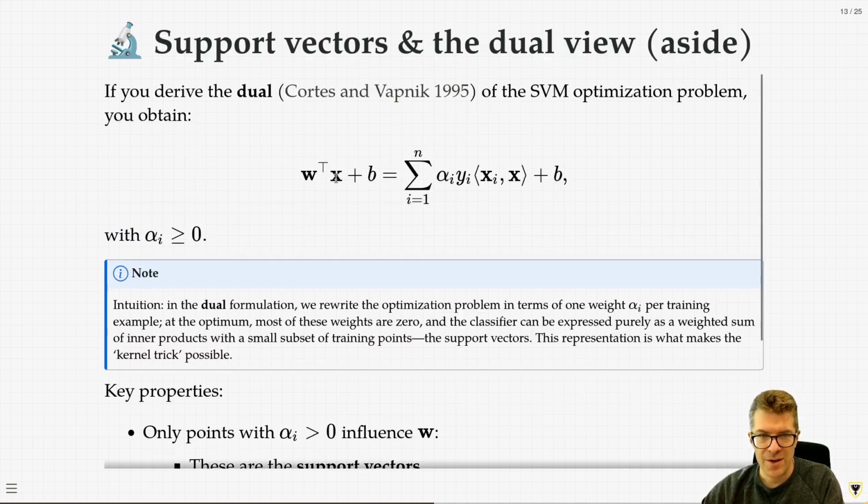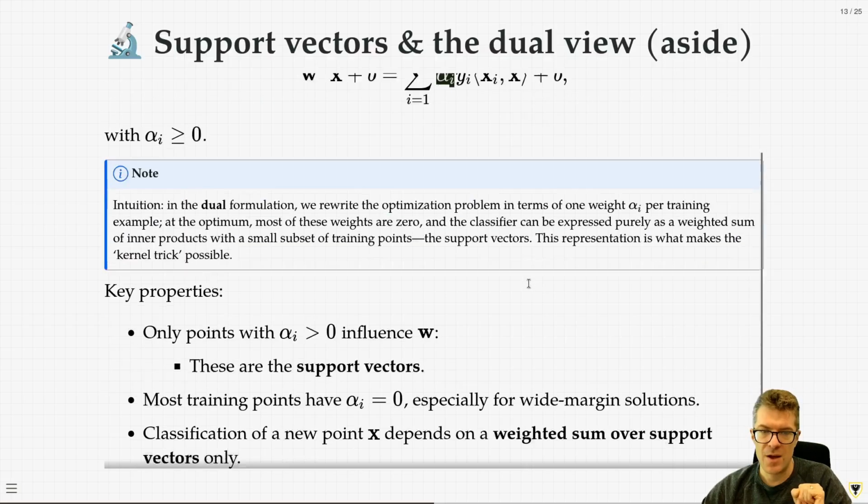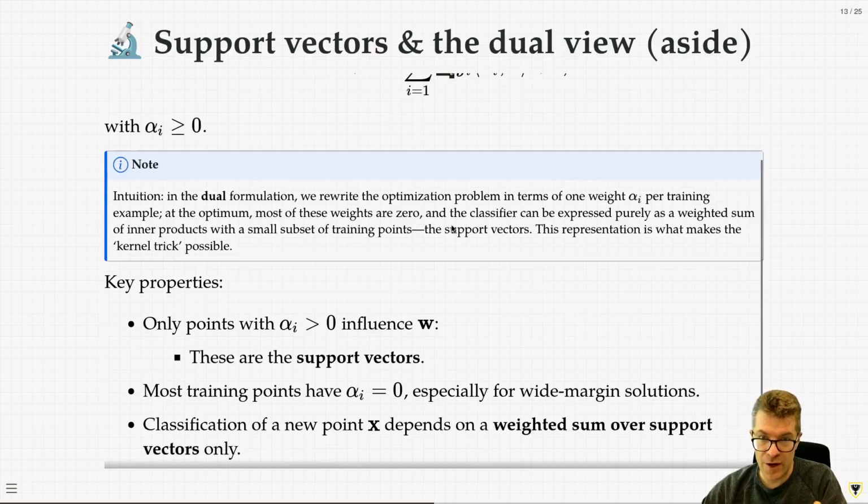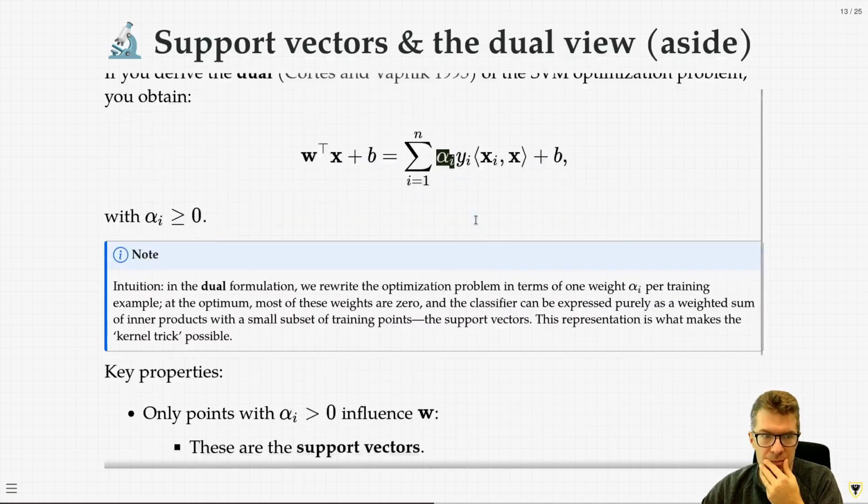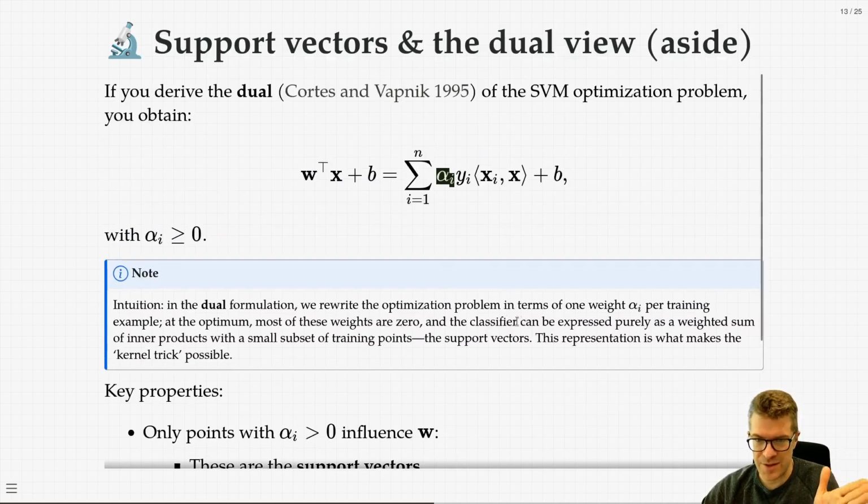So here, x is some new data point you're trying to do inference on. You have n training data points, and then you end up learning this new parameter alpha sub i, one for each of our training points. Most of these are going to be 0 or very close to 0. That means that the classifier can be expressed purely as a weighted sum of the inner products of a small sample of training points. And these are our support vectors.